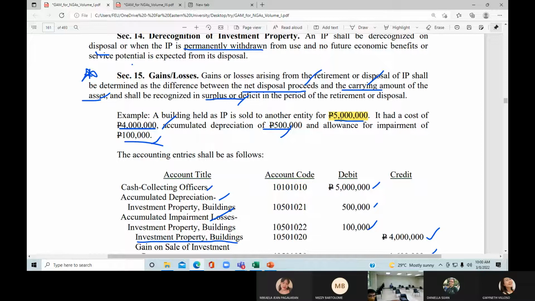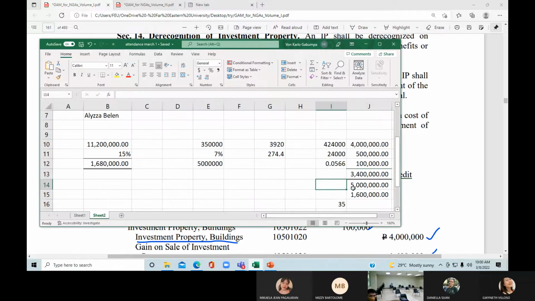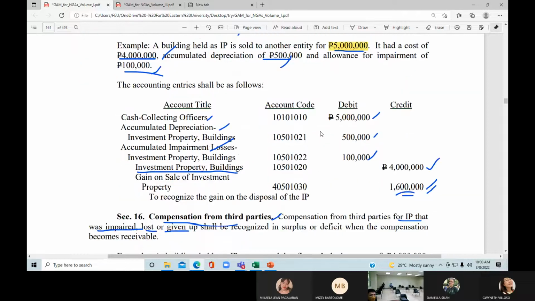Ang proceeds mo ay 5 million. So less 5 million na proceeds. Gain mo 1,600,000. So entryhan mo na siya.